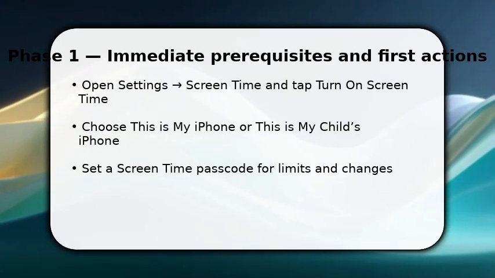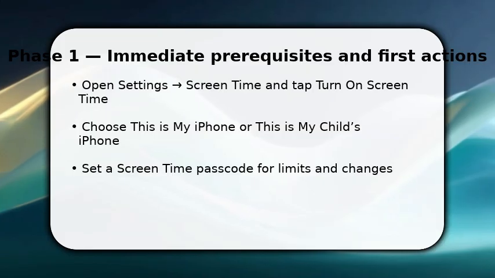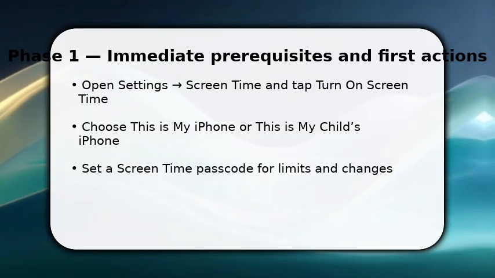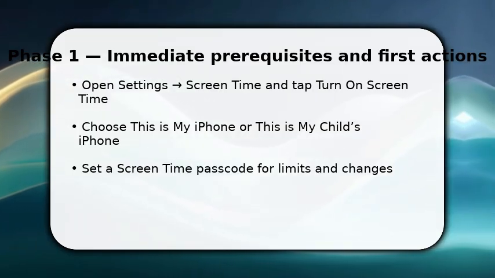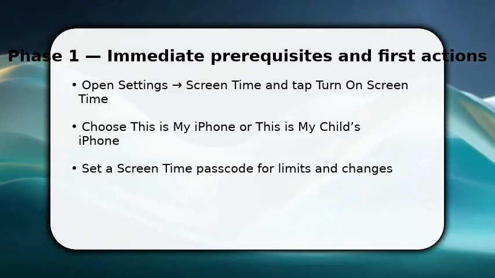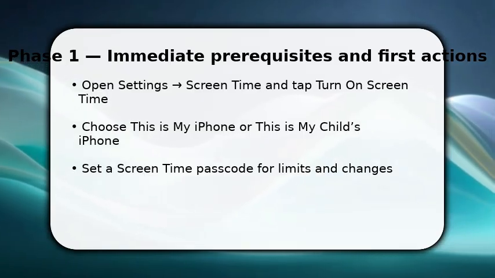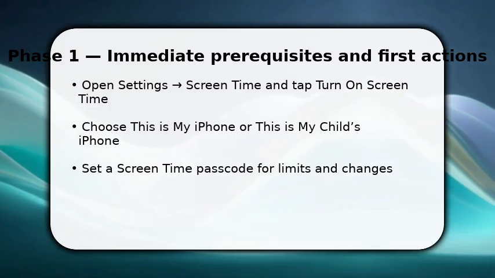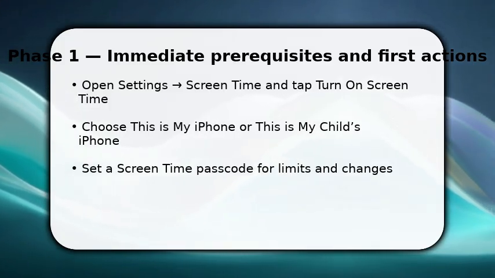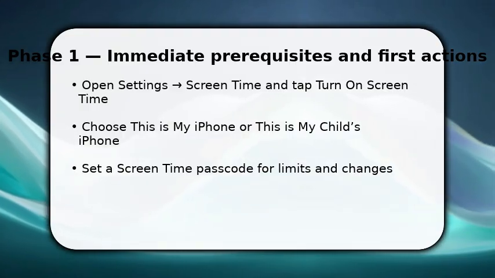You'll begin in Settings. Open Screen Time and tap Turn on Screen Time, then choose whether this is your iPhone or your child's. Once done, set a screen time passcode. This prevents easy overrides. Make sure you pick a 4-6-digit code you won't forget, because that code controls app limits and downtime. You're starting the enforcement layer now. Without a passcode, anyone can extend time, so this step protects the limits you'll add next.